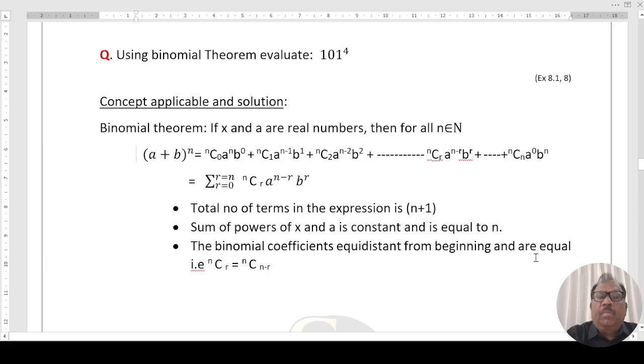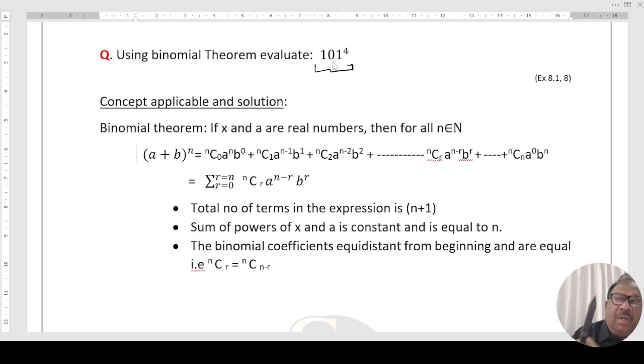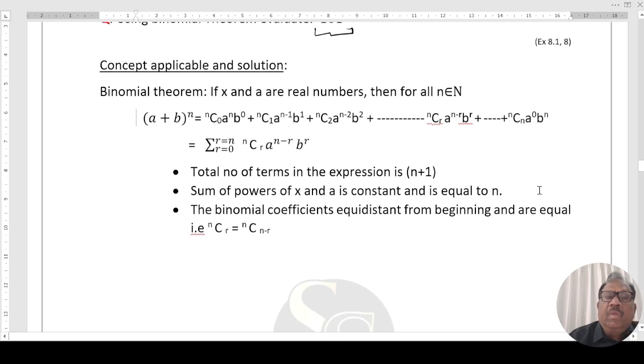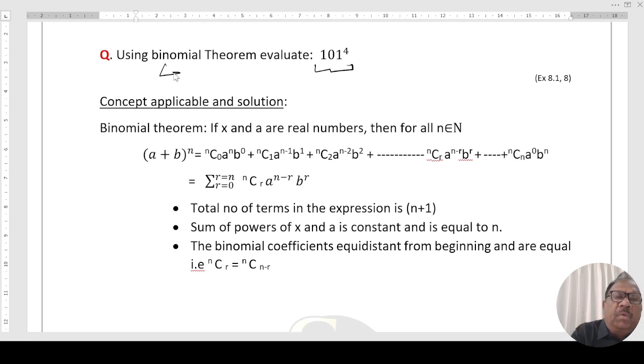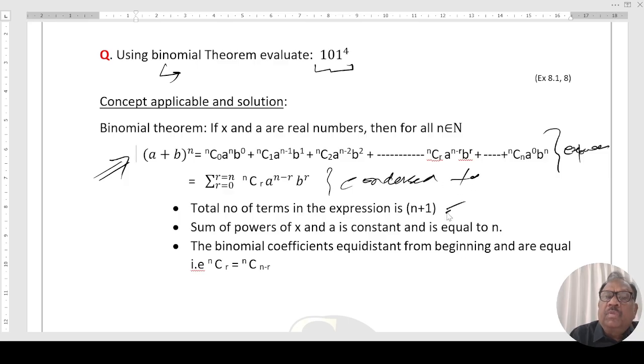Question is, using binomial theorem, evaluate 101 power 4. Now, to expand it, we will break up 101 in such a way that calculation may be simplified. Binomial means sum of two terms में divide करना हमने, ठीक है? This is the expansion. Number of terms are n plus 1. This is the expanded form. This is a condensed form. Number of terms in this case will be 4 plus 1, 5.